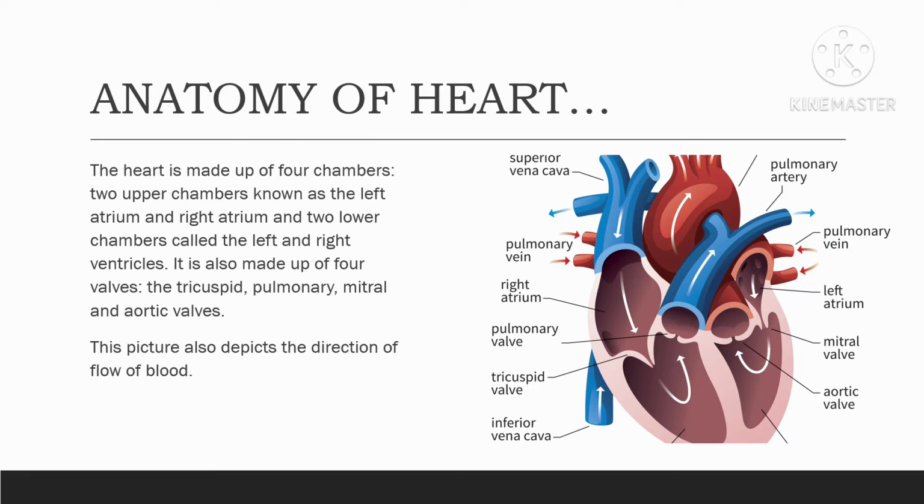Anatomy of the heart. The heart is made up of four chambers: two upper chambers known as the left atrium and right atrium, and two lower chambers called the right and left ventricles. It is also made up of four valves: the tricuspid valve, the pulmonary valve, the mitral valve, and the aortic valve. This picture also depicts the direction of the flow of the blood.